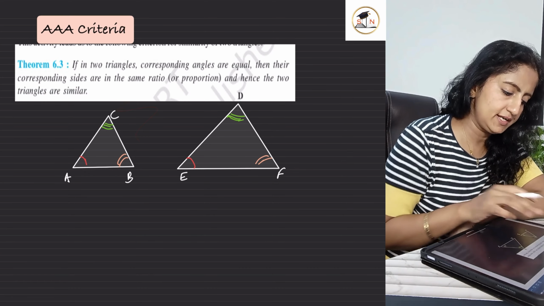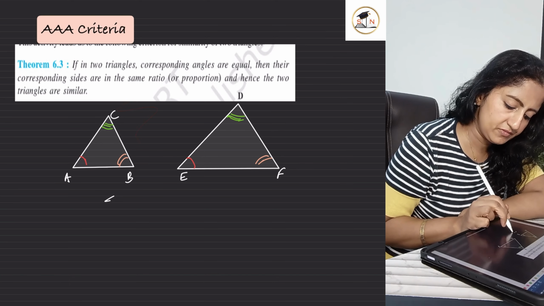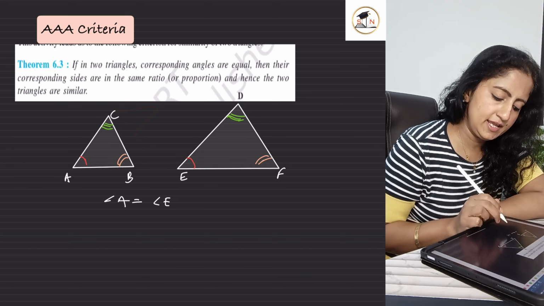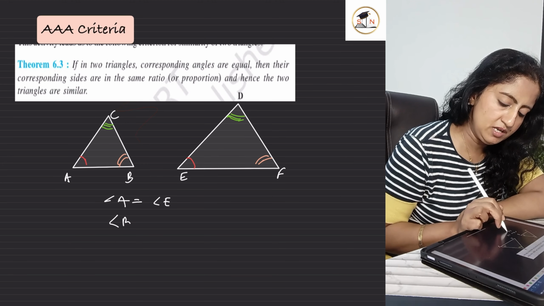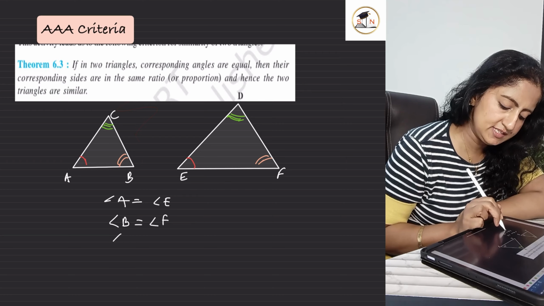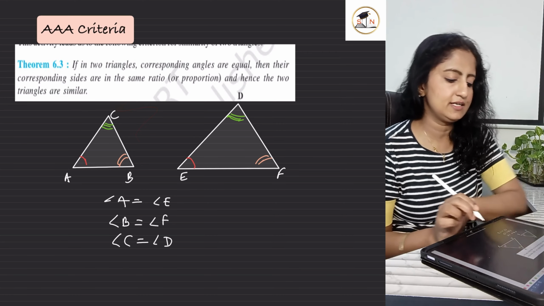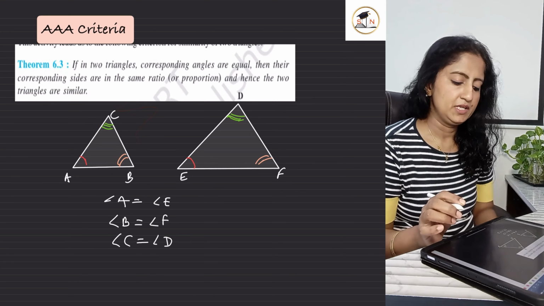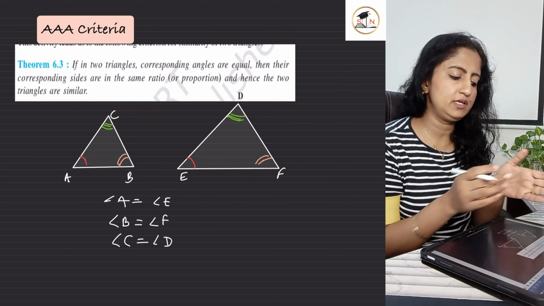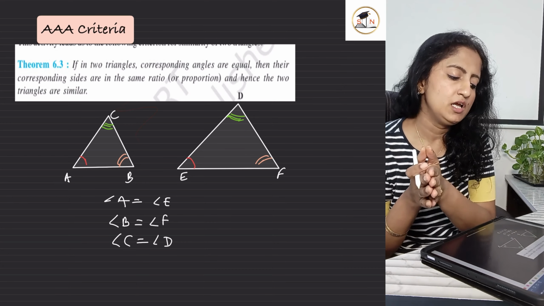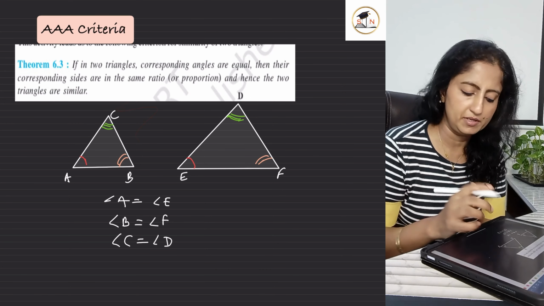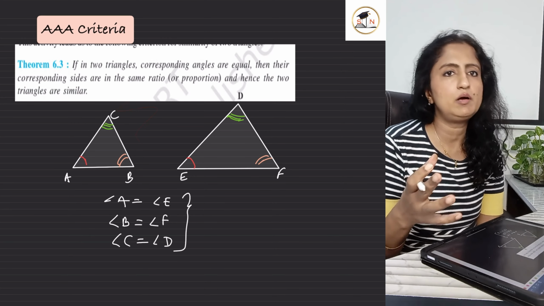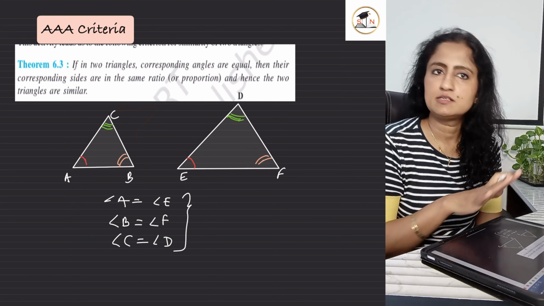So over here, they have said that angle A equals angle E. I have marked them in the color coding, right? Angle A equals angle E, angle B equals angle F, and angle C equals angle D. They are telling us that all the three corresponding angles are equal. Then the corresponding sides are going to be in ratio, and hence the triangles are similar. So basically, if we have all three angles equal, then our two triangles are similar, simple, right?